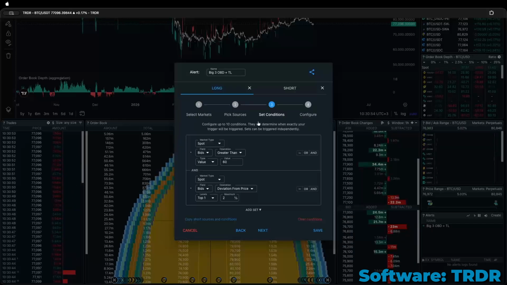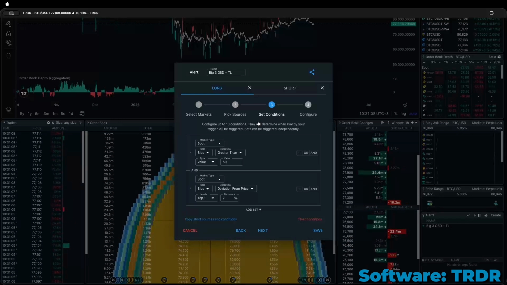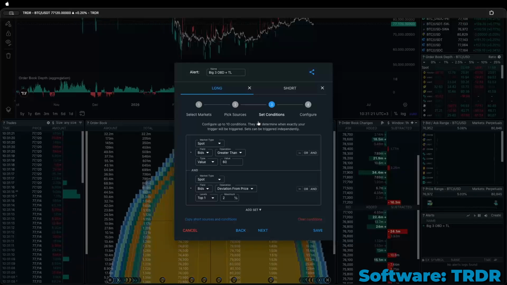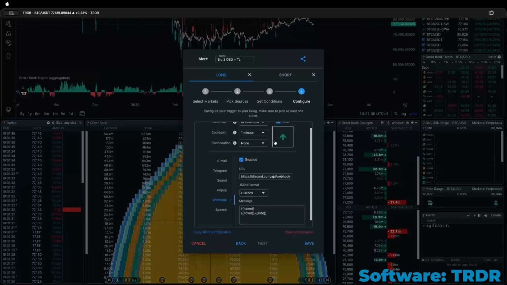And on my conditions, you can see that I'm checking for all of these markets that the bids from the order book depth are actually greater than 60, similarly to what we did on the chart, and that there is a top level, aka a large resting limit order within 2% from current price. And here is my configuration.